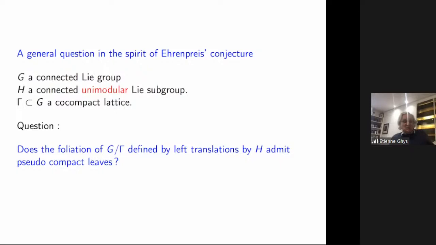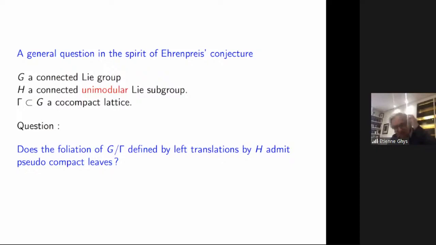Why did I choose unimodular? I chose H to be unimodular in such a way that the left action on G mod gamma will preserve, more or less by definition of unimodular, the Haar measure on the connected Lie group G. Therefore, all of these wide families of examples of foliations have a transverse invariant measure. And a good example would be G is SL2 cross SL2, and H could be the diagonal SL2 in SL2 cross SL2, and we are back to the Ehrenpreis conjecture.